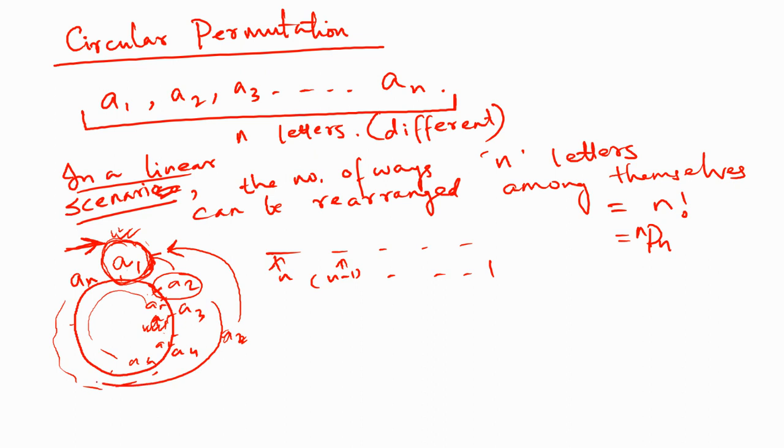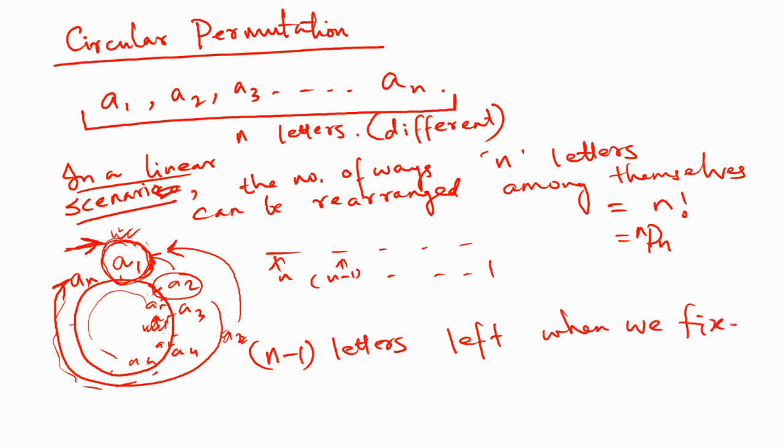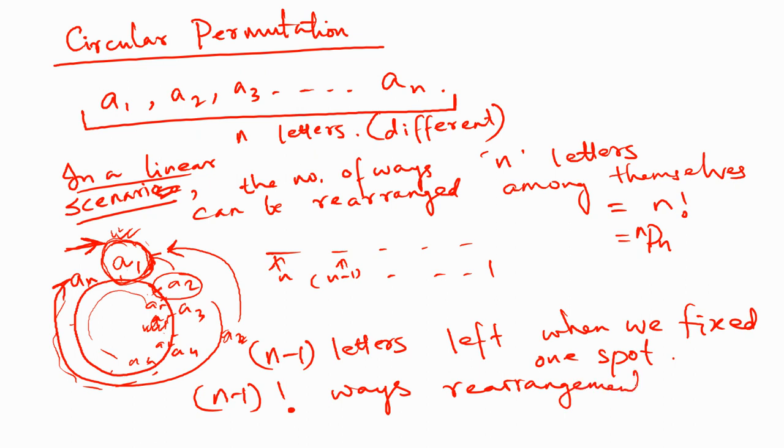How many letters are left right now? There were n letters to start with. Now we have n minus 1 letters left when we fixed one spot. How many ways can these n minus 1 letters rearrange among themselves? They can rearrange in n minus 1 factorial ways. I hope this concept is clear to you guys.